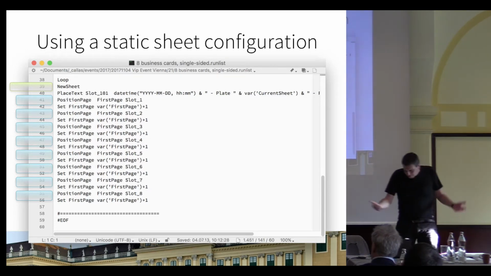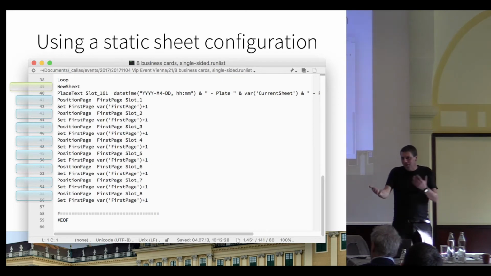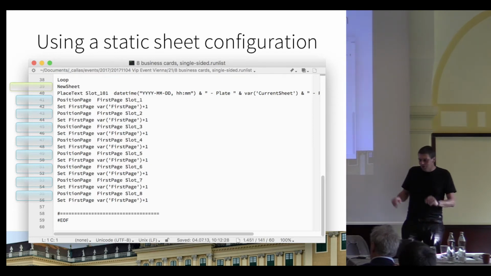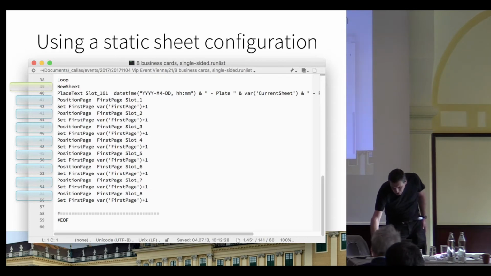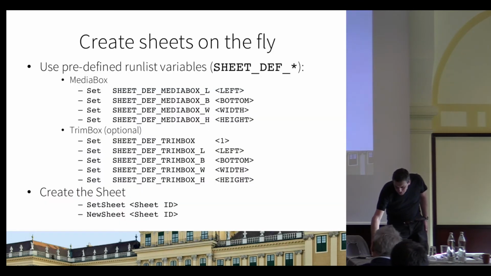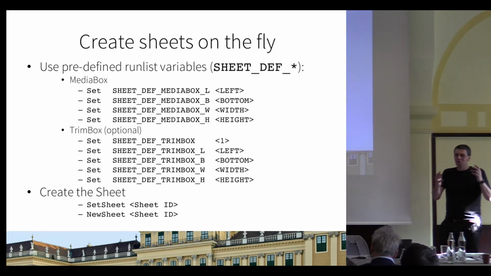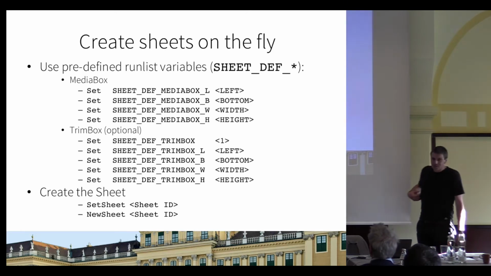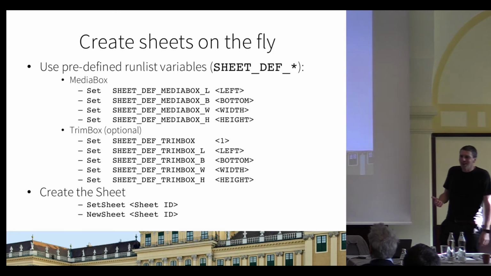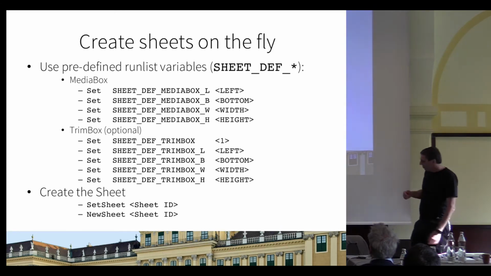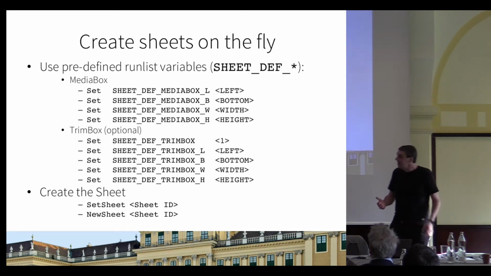Okay, so that's very static. It can be set up, but you have to write these sheet configurations and run lists, and they're somehow static, so you can't move slots around inside the run list, for example. And that's the topic of this talk, actually, to show you how you can make all of this more dynamic.